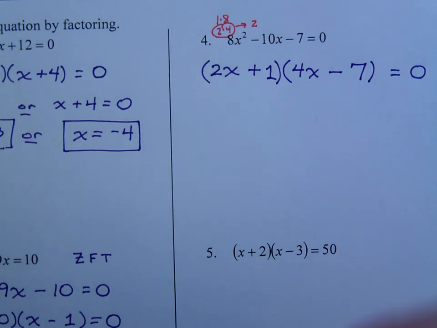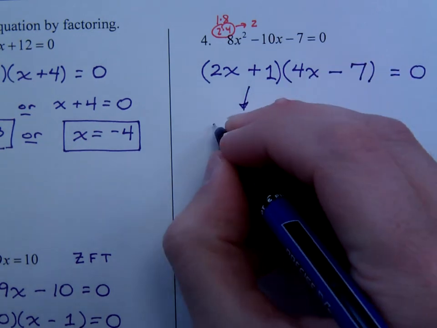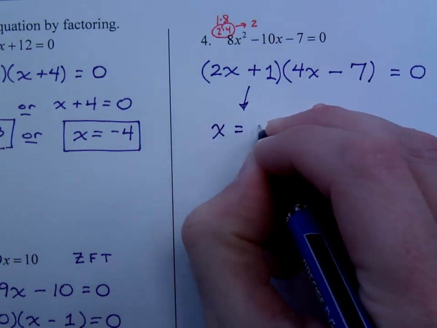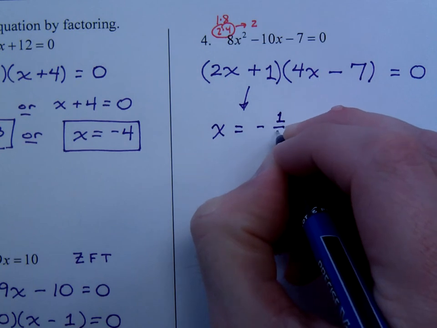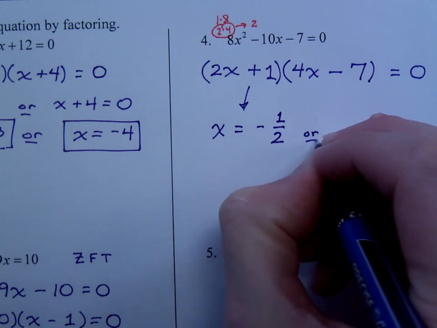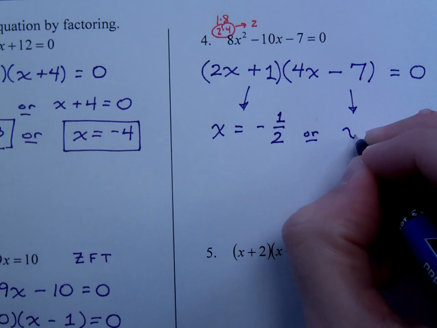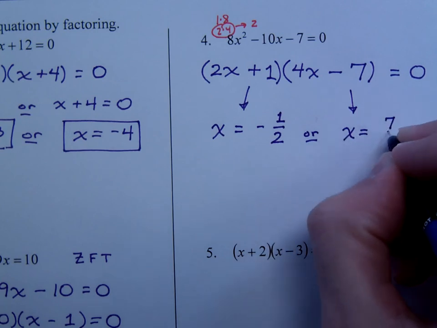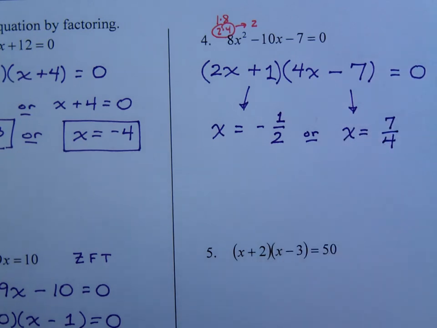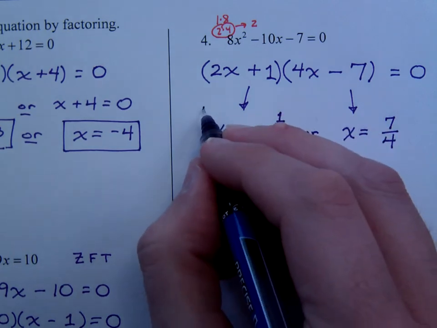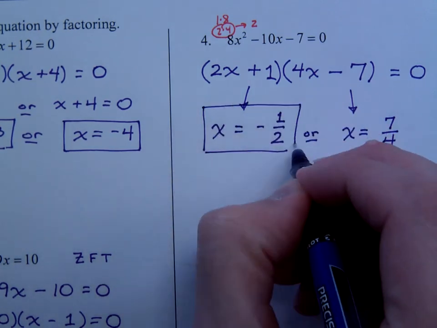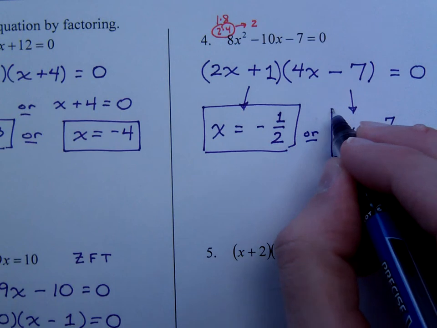Now, solve this like we did in number 3. How do you get x by itself? You'd have to subtract 1 and divide by 2. Or, the other factor would yield the solution, add 7, divide by 4. So once we get the factorization, solving the rest of it is not a problem.